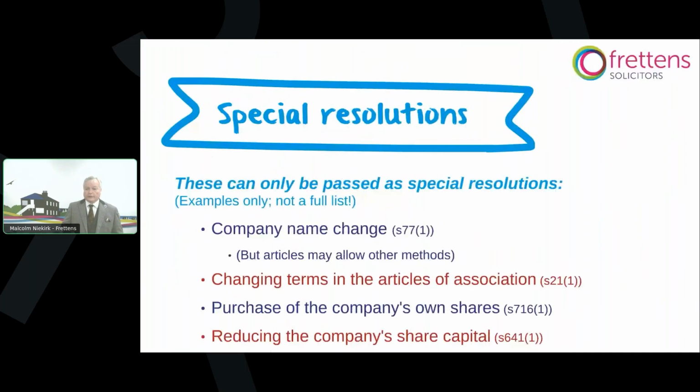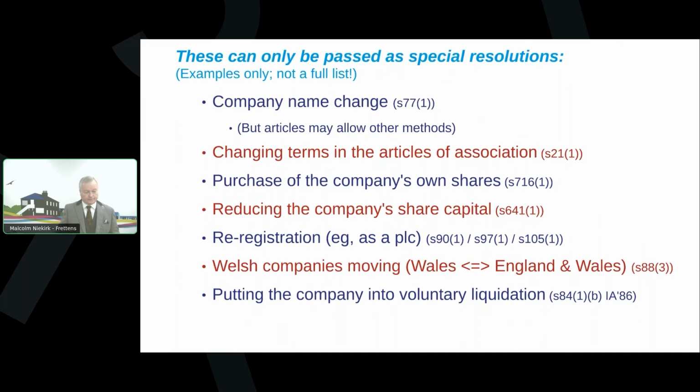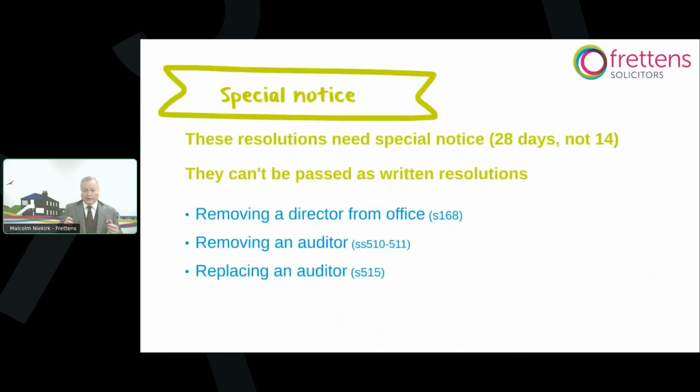Here are some examples of the sorts of resolution that can only be passed as special resolutions. So changing the company's rule book, in terms of changing its articles of association, requires a special resolution. Putting the company into voluntary liquidation also requires a special resolution. And there are some resolutions which are ordinary resolutions but do need special notice, and special notice is 24 clear days notice rather than the normal 14 clear days notice.